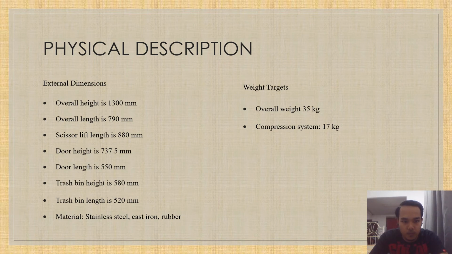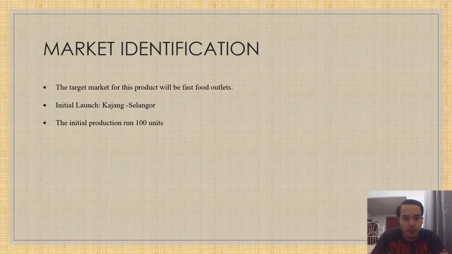The materials that we use on our product are stainless steel, cast iron, and rubber. The target weight of our product is 35 kilograms, and the compression system is 70 kilograms. For the market identification, the target market for this product will be fast food outlets. It will be initially launched in Kajang, and production will be 100 units.